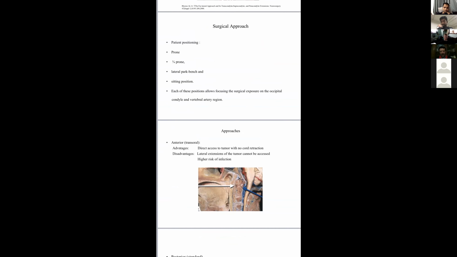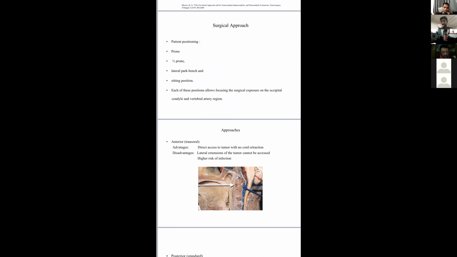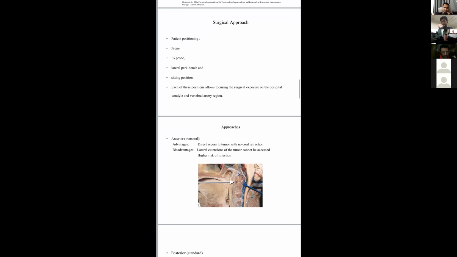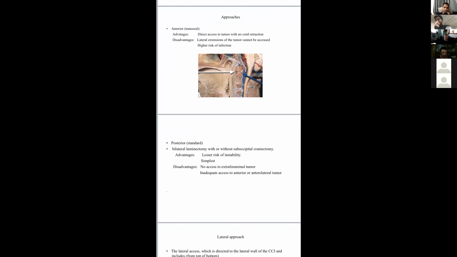Coming to the approaches, there are basically the anterior approach and the posterior approach. The anterior approach, that is transoral: the advantage is direct access to the tumor with no cord retraction. The disadvantages are that lateral extension of the tumor cannot be assessed and there is a higher risk of infection. Posterior approach: standard posterior bilateral laminectomy with or without suboccipital craniectomy. The advantages are lesser risk of instability and that it is one of the simplest procedures. The disadvantages are no access to extradural tumor and inadequate access to anterior ventrolateral tumor.